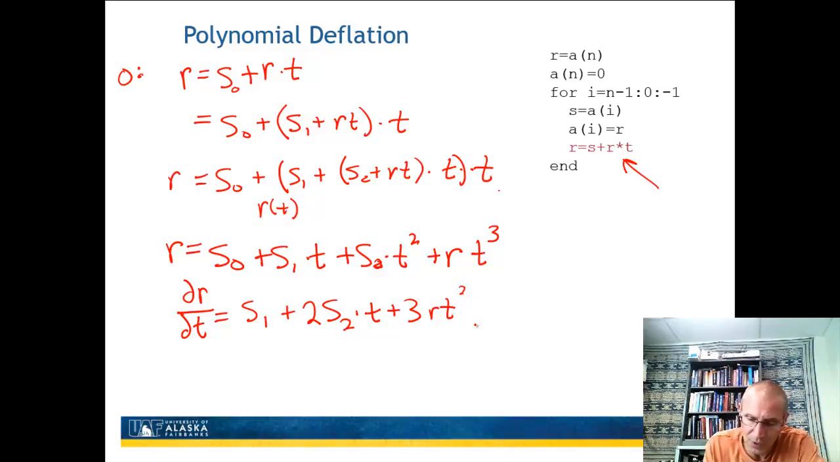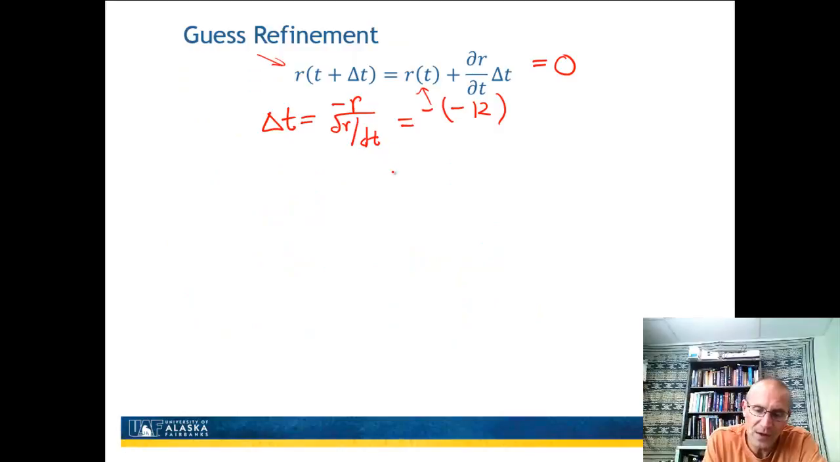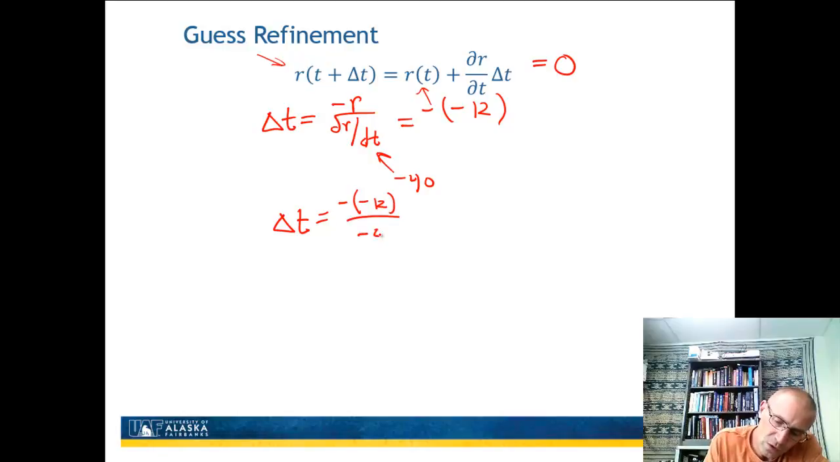If I plug values into this, taking my value of s1 and s2, my current value of the remainder, and my value of t, I'll let you do that, it comes out to be about minus 40. So that's what I'm going to put in. Let's go back to our previous slide. So now this value right there is minus 40. So now I know what my delta t is. My delta t is going to be minus of negative 12 over negative 40. So that's how much I changed t.